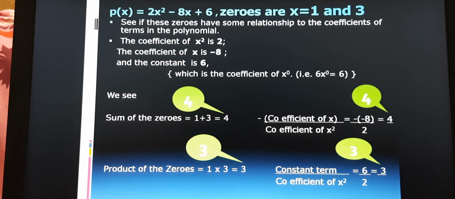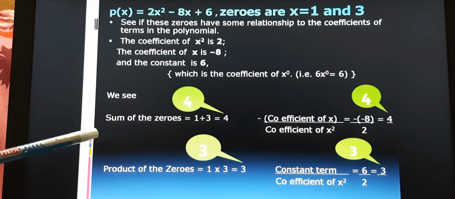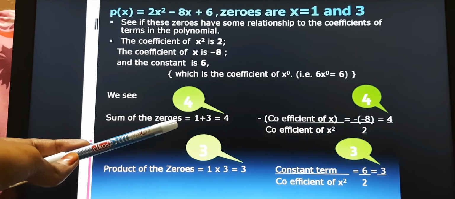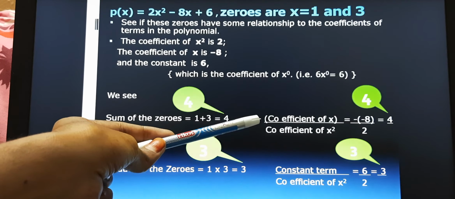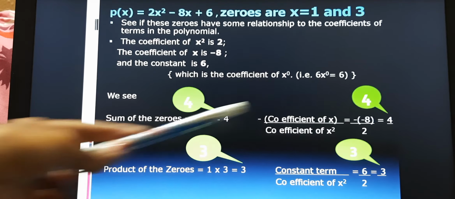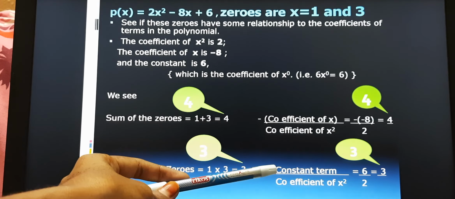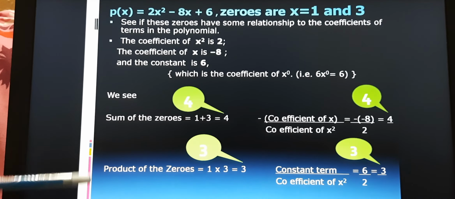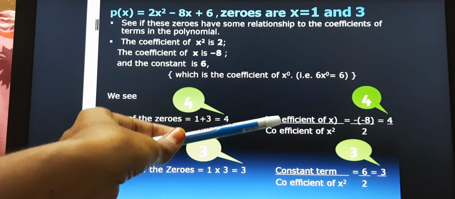Students, there is nothing tricky in this. The only thing you have to remember is that the sum of the zeros of a quadratic polynomial is always equal to minus coefficient of x by coefficient of x square, and the product of the zeros is always equal to the constant term by the coefficient of x square. Here we make the relationship between the zeros and the coefficients.